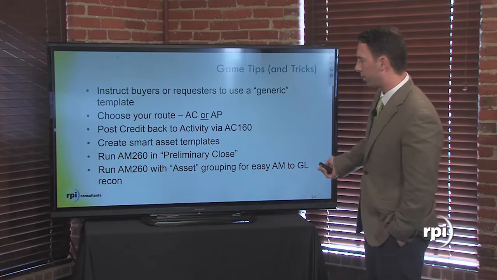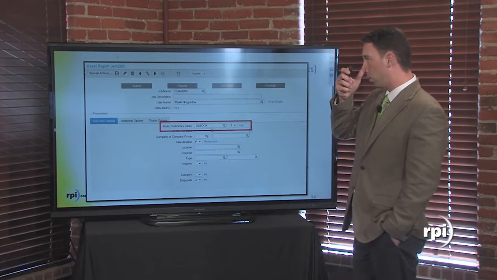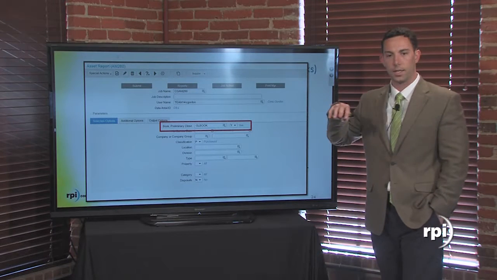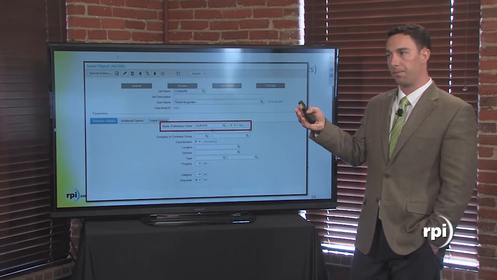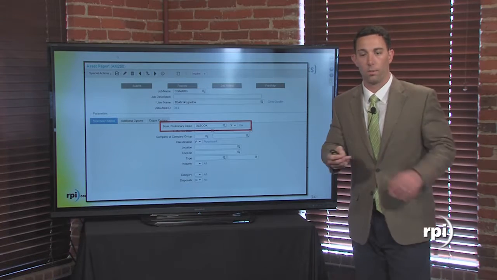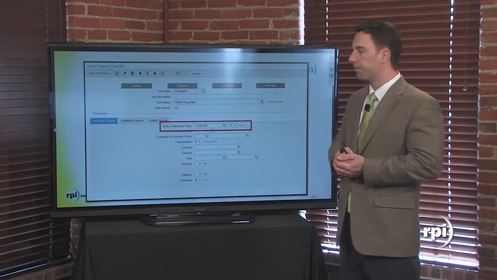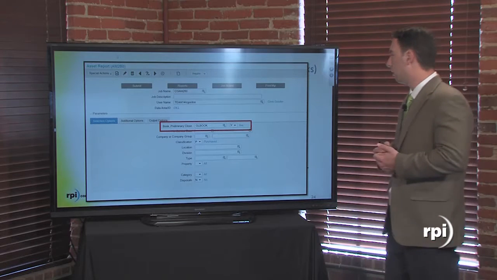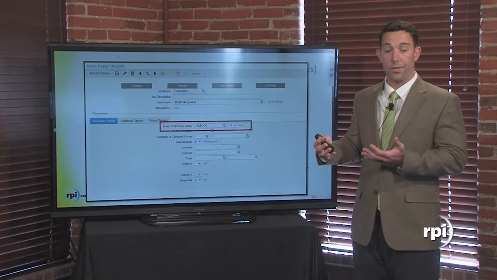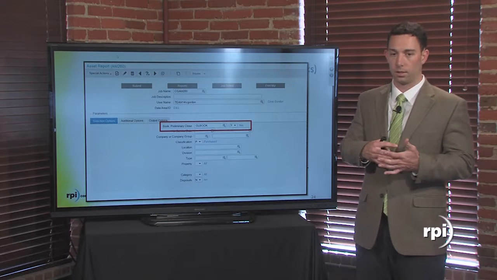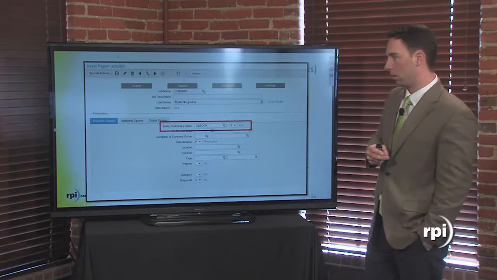Something we've not talked about yet is your AM260. This is your asset report. And what I'm trying to point out here is the fact that you can run this in preliminary close. So that's what that flag over here is saying. If you run AM180 and calculate depreciation for the month for your assets, and you don't want to close yet, you want to see what my plant ledger is going to look like, you can come to AM260 before you close, set this flag to yes, submit the job, and you'll see all of your assets with that updated depreciation that AM180 just posted. And then, if everything's okay, you'd close the period.